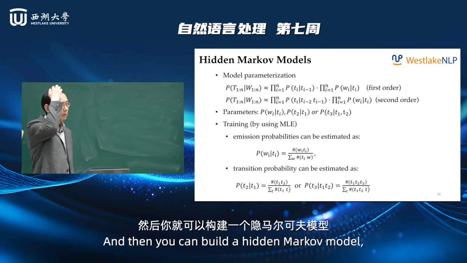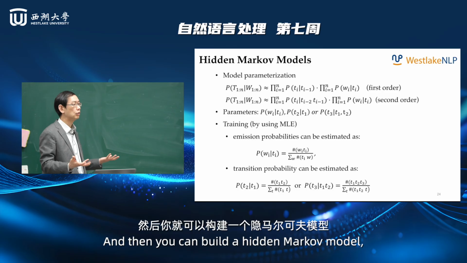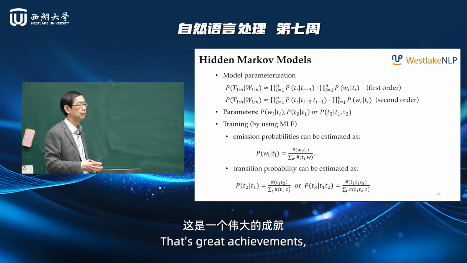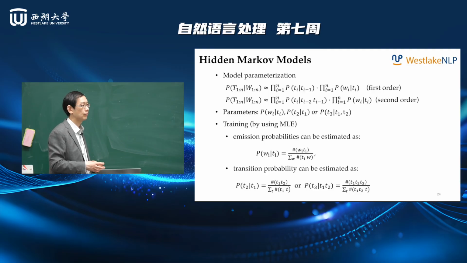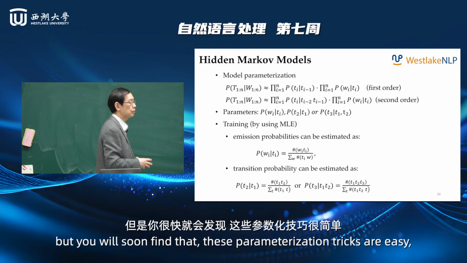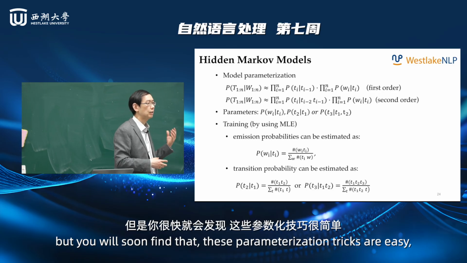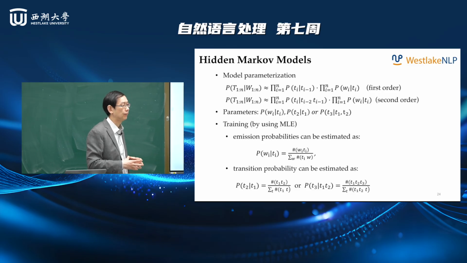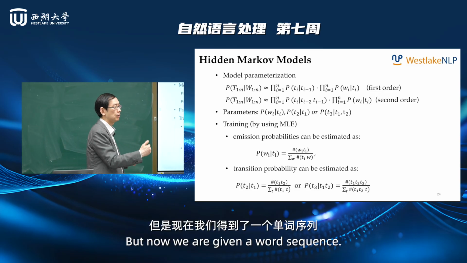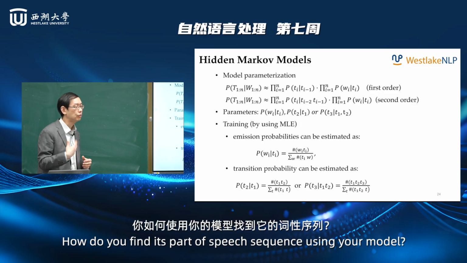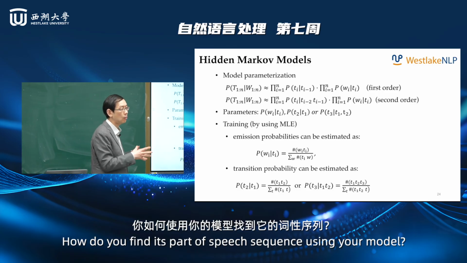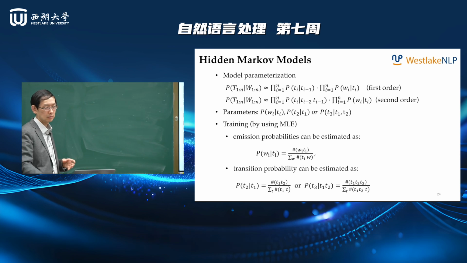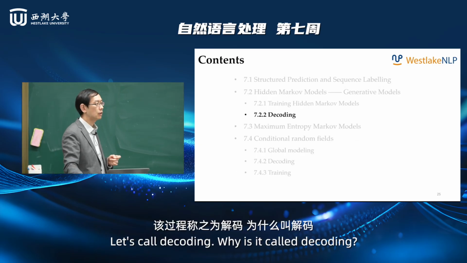And then, good, you can build a hidden Markov model sequence labeler, a part of speech tagger. That's a great achievement. But you will soon find that these parameterization tricks are easy, and this training method is easy. But now we're given a word sequence: James went to the park yesterday. How do you find its part of speech sequence using your model? That's called decoding.